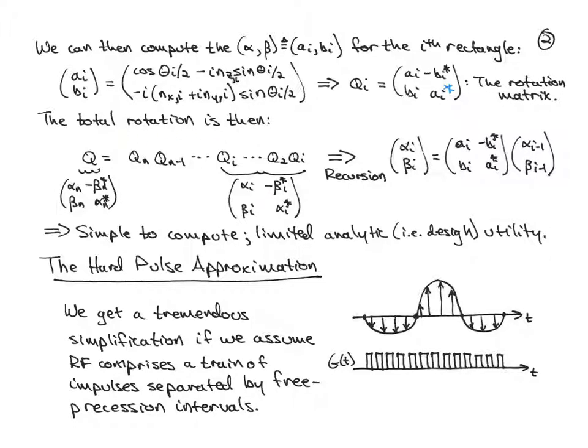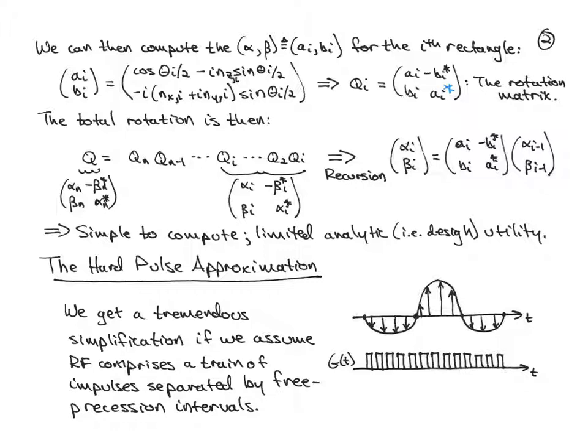The total rotation is then the concatenation of the rotation matrices for all the time points. So we start at 1, 2, 3, go up to i, and then go up to the end. We call Q with no subscript the overall rotation produced by the entire pulse, and the cumulative rotation from time point 1 up to time point i we call alpha_i, beta_i.